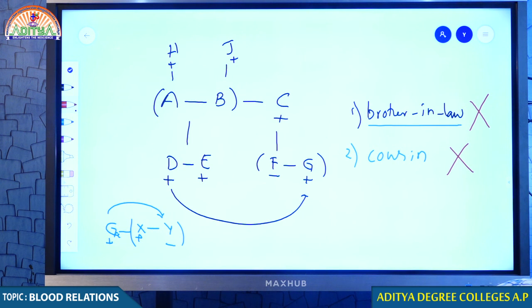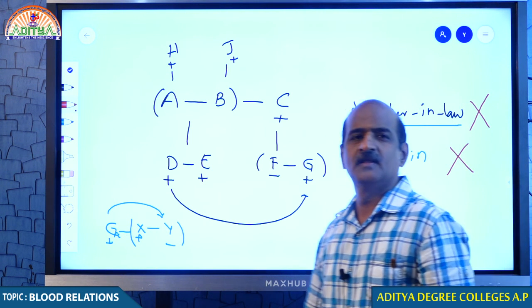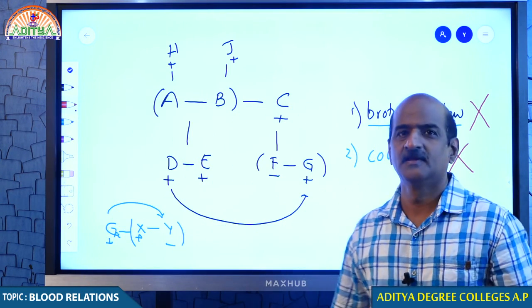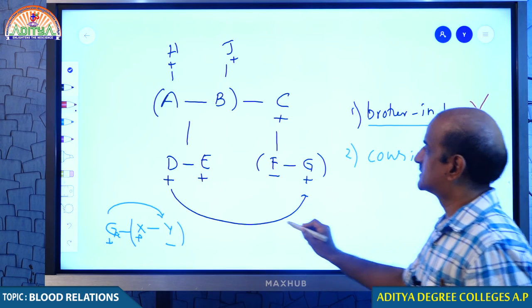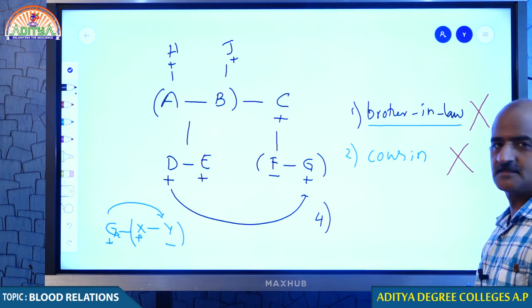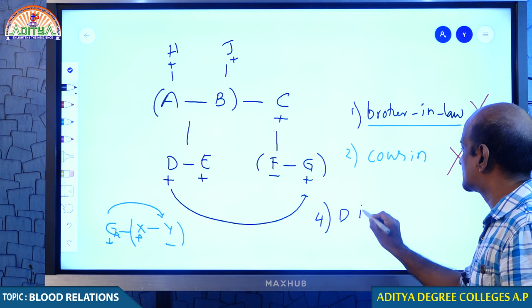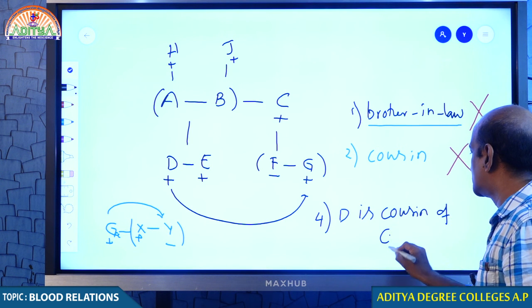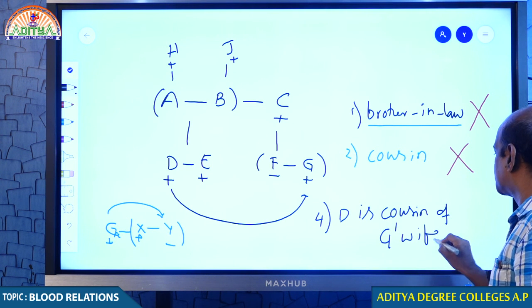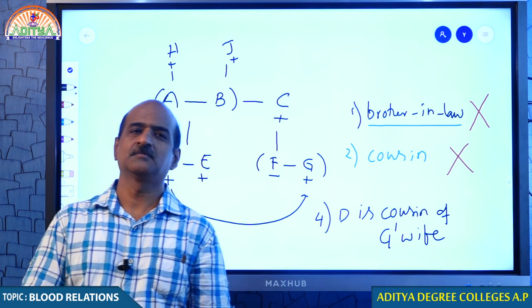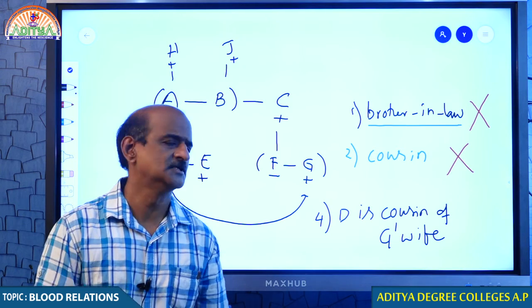Then how is D related to G? If that is the question, then how can we say that? So for question number 4, your answer should be this. You know why? D is cousin of G's wife. That's it. If I have to introduce D, I must say that D is cousin to whom? G's wife.